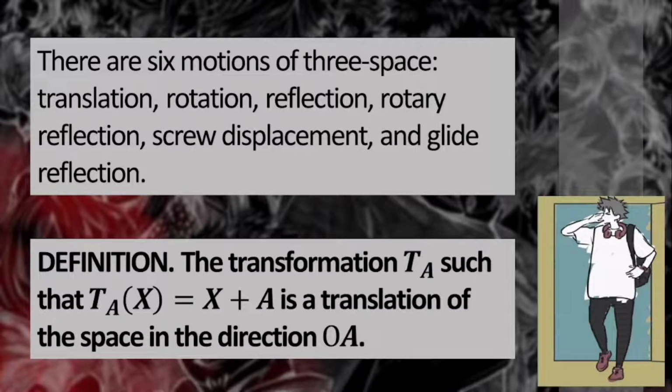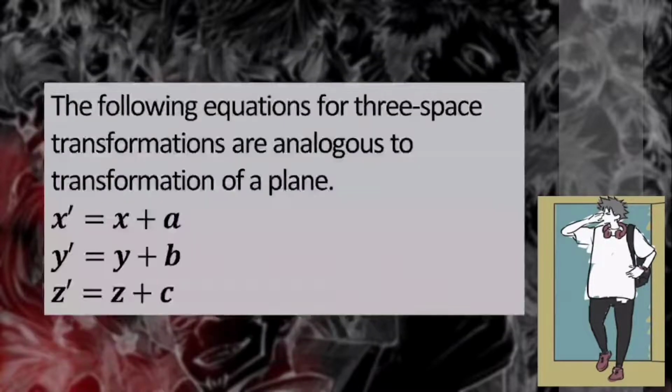Definition: The transformation T sub A such that T sub A of x is equal to x plus a is a translation of the space in direction OA. The following equations for 3 space transformations are analogous to transformations of a plane: x prime is equal to x plus a, y prime is equal to y plus b, and z prime is equal to z plus c. These are the images shown, the motion of x prime.